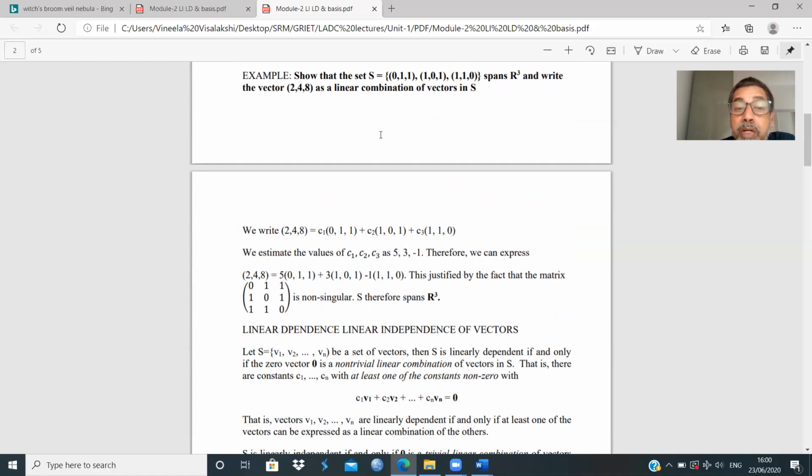So we set up a system of equations and estimate the values of C1, C2, C3. Hand calculation gives the values 5, 3, minus 1 for C1, C2, C3. So therefore, we are able to express (2, 4, 8) as a linear combination of the vectors (0, 1, 1), (1, 0, 1), (1, 1, 0). This can be justified by finding the rank of the matrix obtained from the three vectors given in S. And if you find it is full rank or non-singular, then we can say S spans R3.